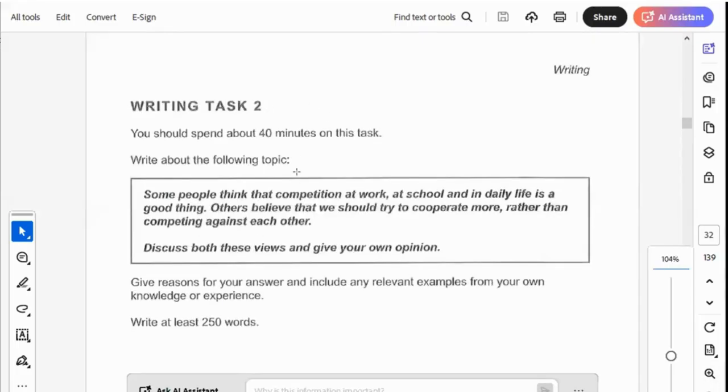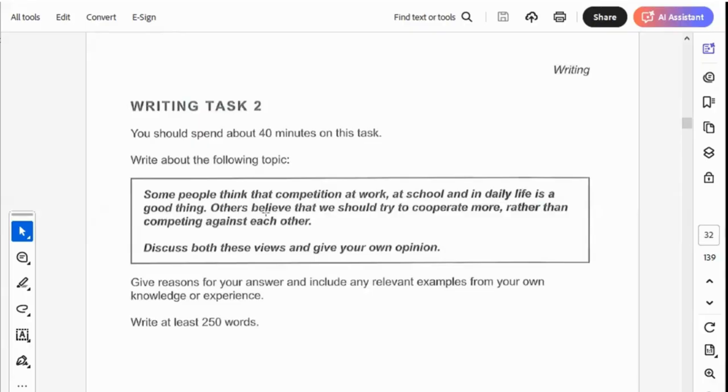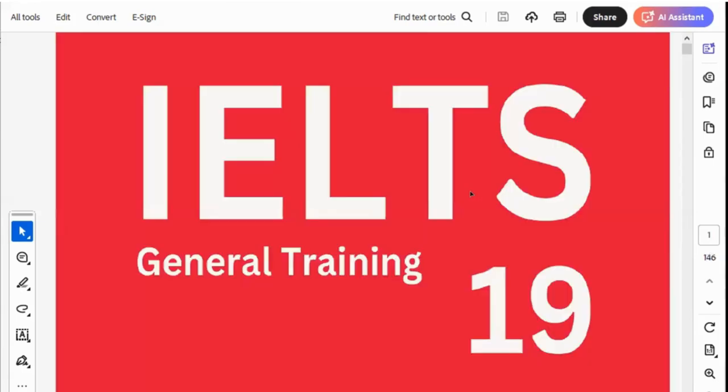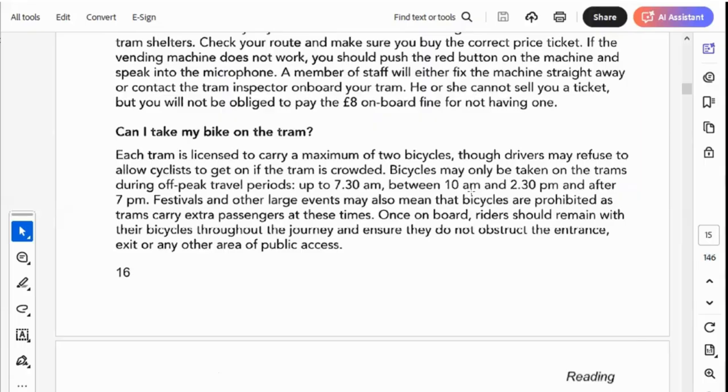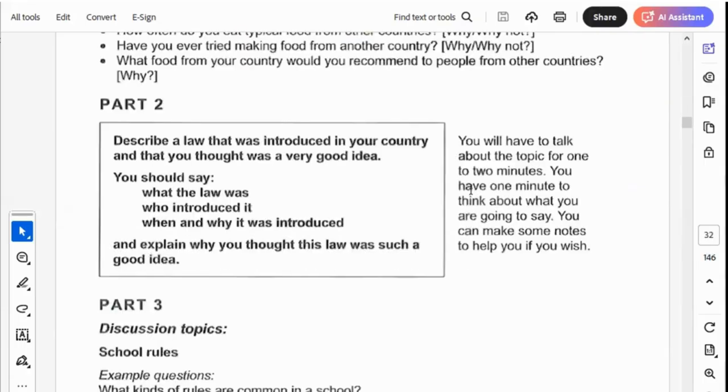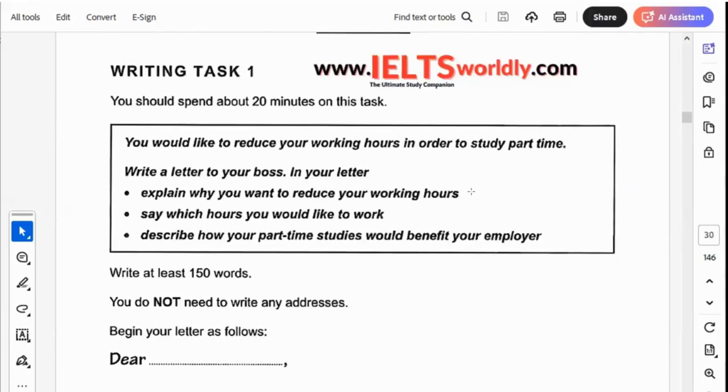Some people think that competition at work, at school, and in daily life is a good thing. Others believe that we should try to cooperate more rather than compete against each other. Discuss both views and give your opinion. That's the essay that you are going to write on. Okay, so that's task 2. The essay is task 2. The report is task 1. Look at Cambridge General. Let me show you the question for Cambridge General. You are going to see that Cambridge General also has an essay, but the other question is a letter.